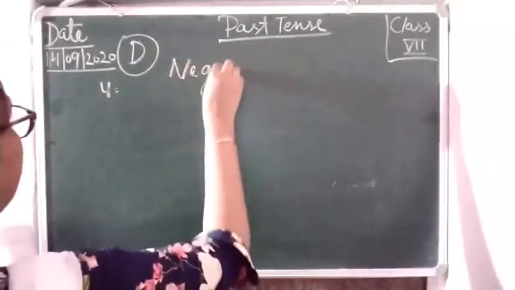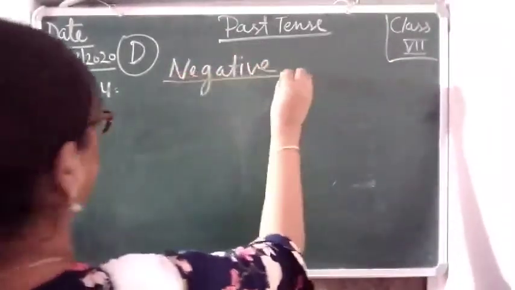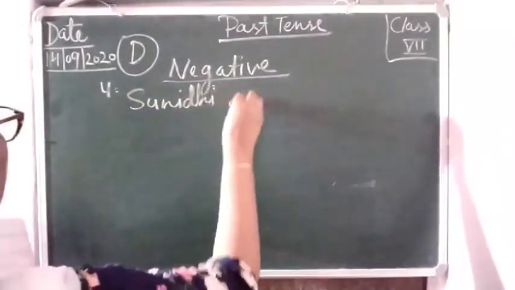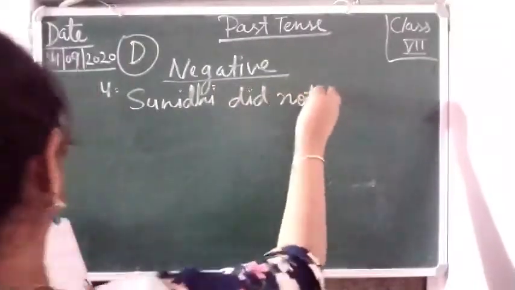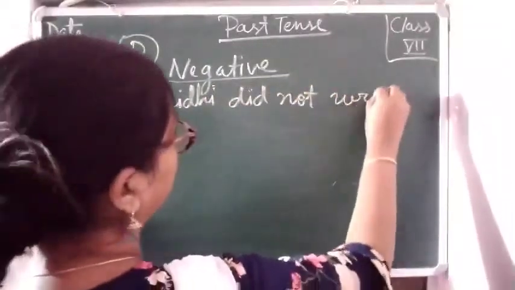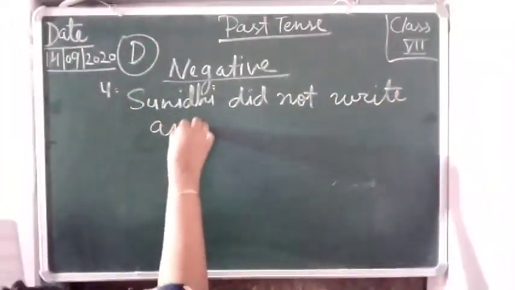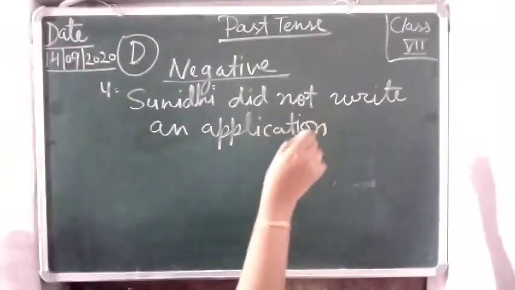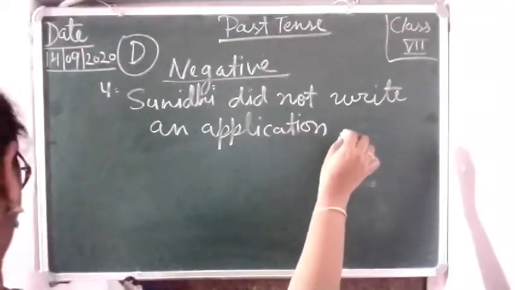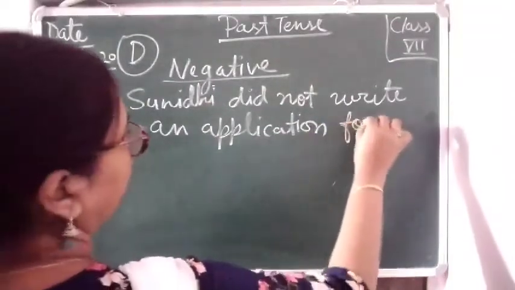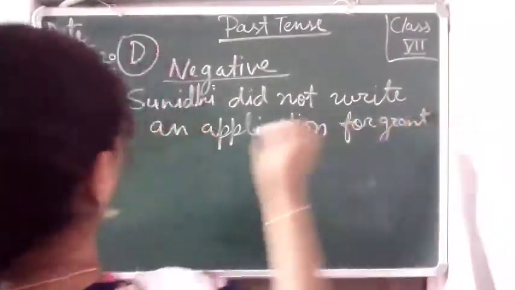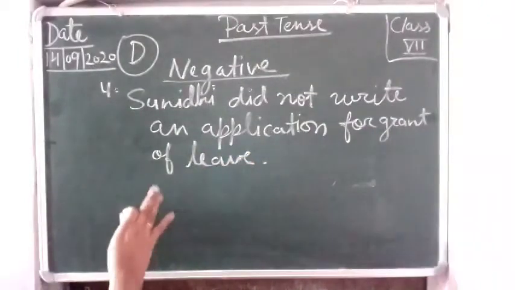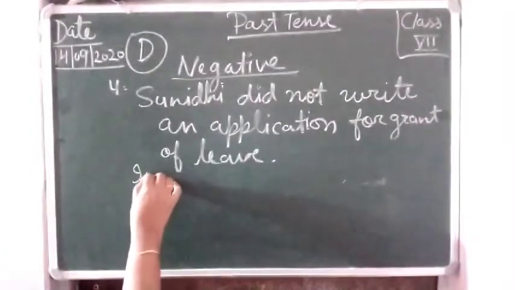Negative, we are going to write: Sunidhi did not write an application for a grant of leave. Now in negative we have completed. Now we are going to do it in interrogative.